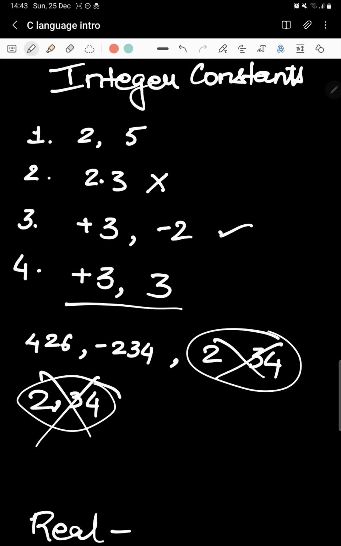Now let's see the integer constants. As we discussed, there are three types of entities in C language: variables, constants, and keywords. Now constants are also divided into three parts, which is integer constant, real constant, and character constant. So integer constants are numbers without any decimal points. That is, you can say the whole numbers without the decimal points.